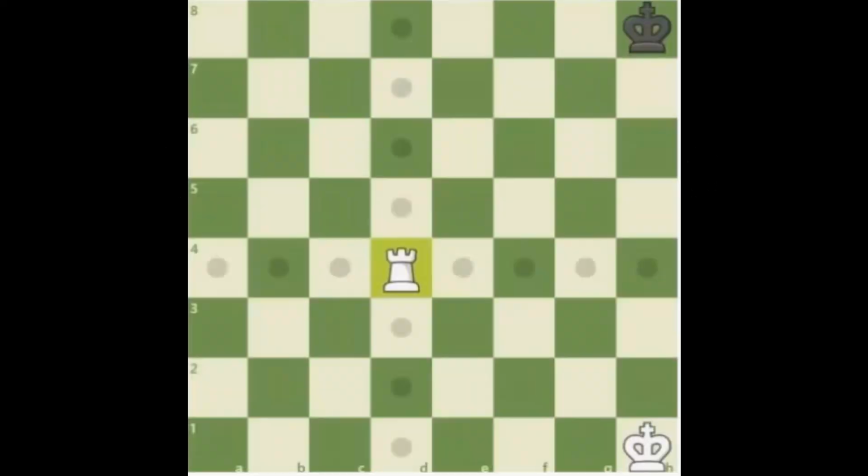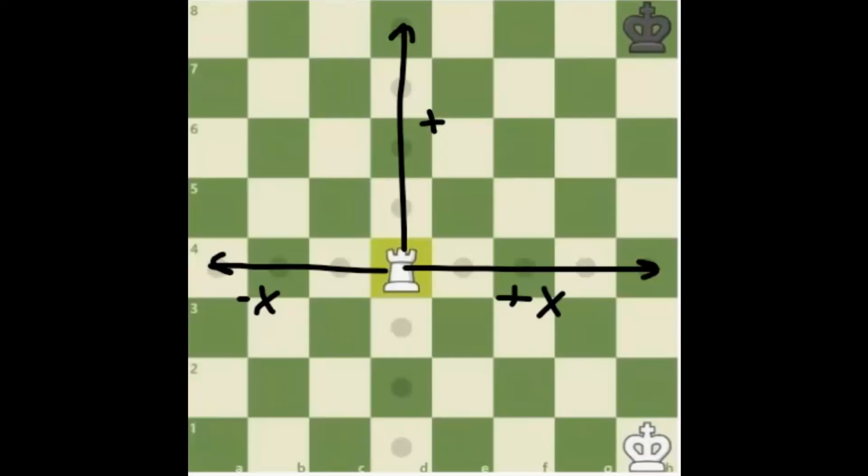Now let's talk about how the computer is going to deal with any obstructions in the path. Well, what I first want to do is figure out which general direction the piece is moving in. For the rook, it's pretty simple. If the change in the x is positive, it's moving to the right. If the change in the x is negative, it's moving to the left. Same thing for the y. If the change is positive, it's going up. If the change is negative, it's going down.